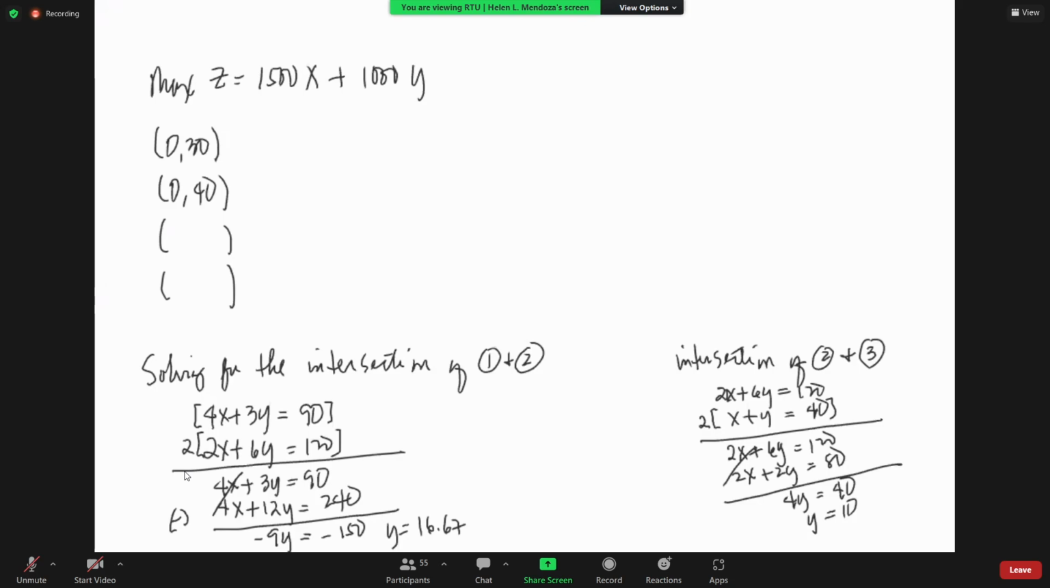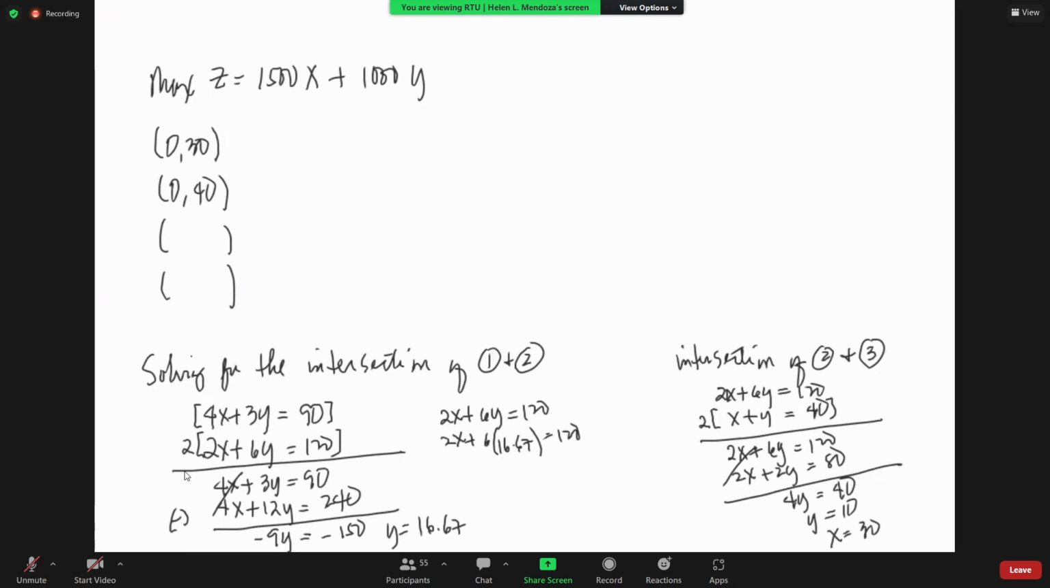We are not yet done. So if y is 10, x is 30, because x plus y is 40. Let's use this one: 2x plus 6y is 120. 2x plus 6 times 16.67 is 120. Times 6 is 100, so 20 is left.